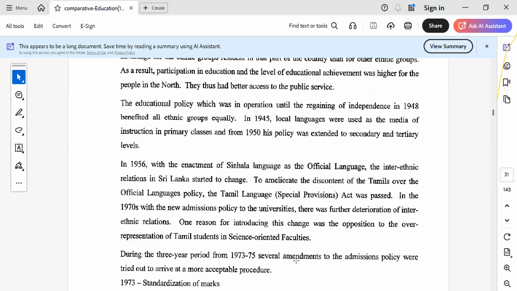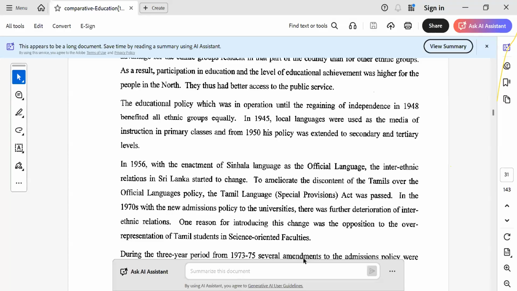So Tamils, over the official language policy, the Tamil Language Act was passed in 1970 with the new admissions policy to universities. There was further deterioration of inter-ethnic relations. One reason for introducing this change was the opposition to the over-representation of Tamil students in science-oriented faculties. So they had the best schools, so they were entering the university from those schools. So even in the university, the Tamil representation is high, right?